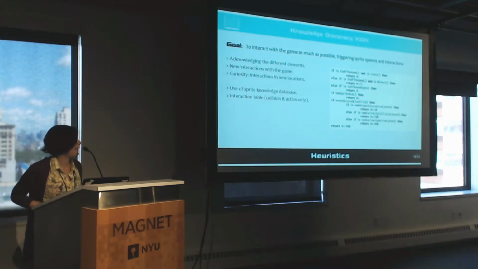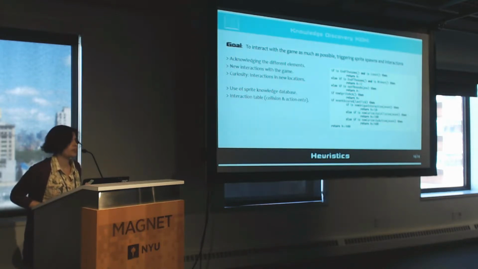For this heuristic, we created a knowledge database with the sprites of the game and an interaction table, which is the interaction between the avatar or between different sprites in the game. And we have to distinguish between collision and action onto. I will define this. The collision is when the avatar collides with another sprite. In the previous example, with the butterflies, it is the avatar, the fairy, colliding with the butterfly. That will be a collision.